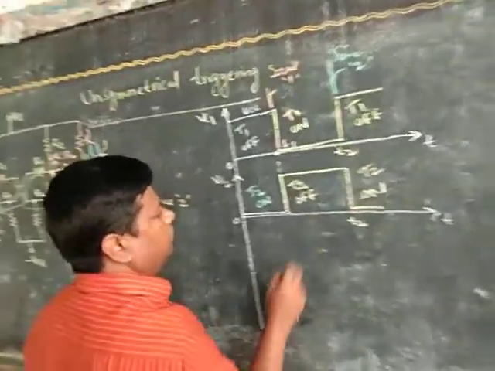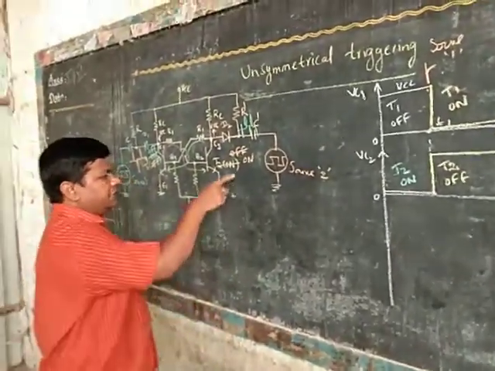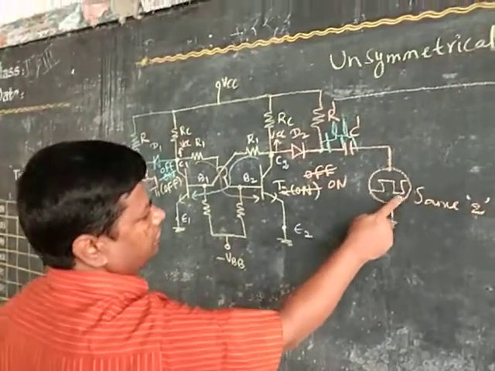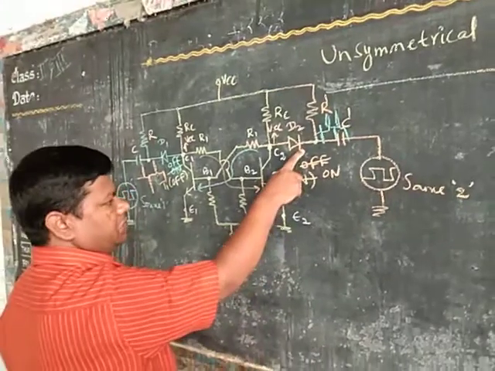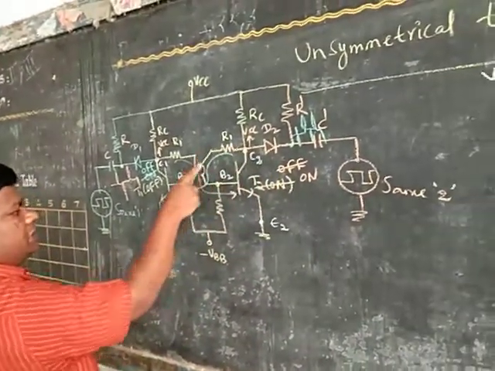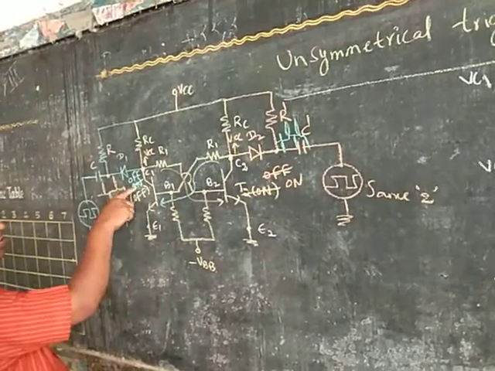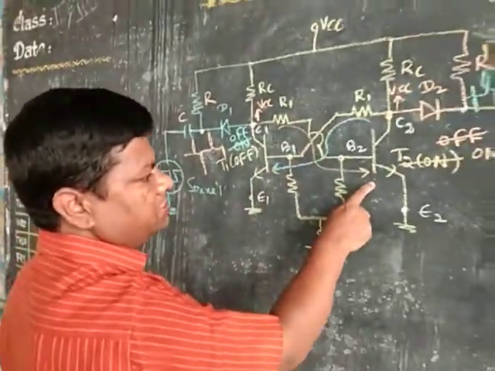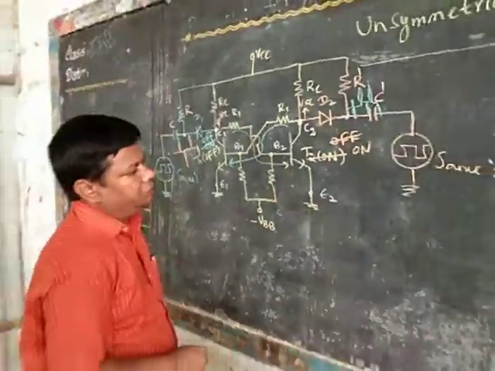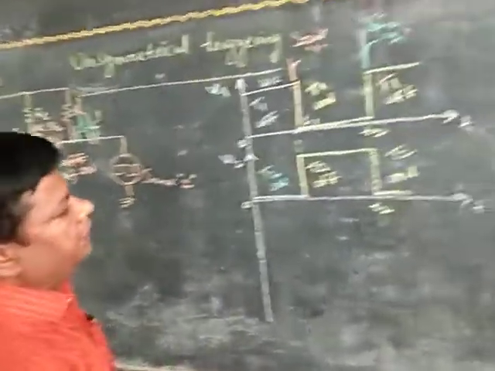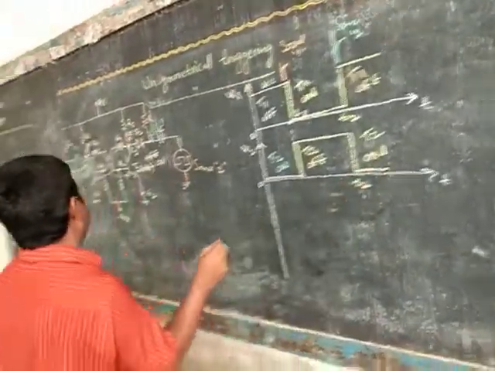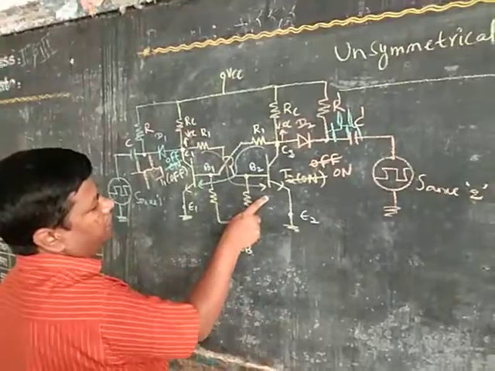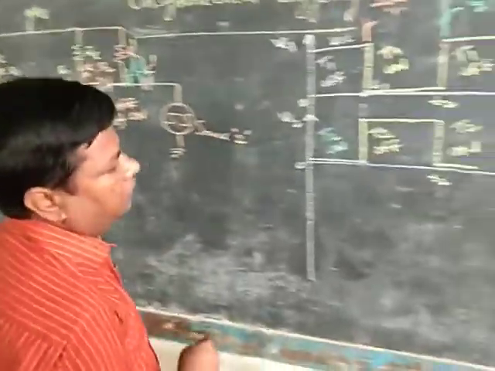Then at t equal to t2, again we apply a triggering signal from source 2. From source 2, whenever it goes to a negative pulse, for negative going, diode D2 is on, and this large negative voltage is applied to the base of T1. Now T1 enters into off, its collector voltage VC1 rises, and this raised voltage is applied to the base of T2. T2 enters into on, as shown in the figure.